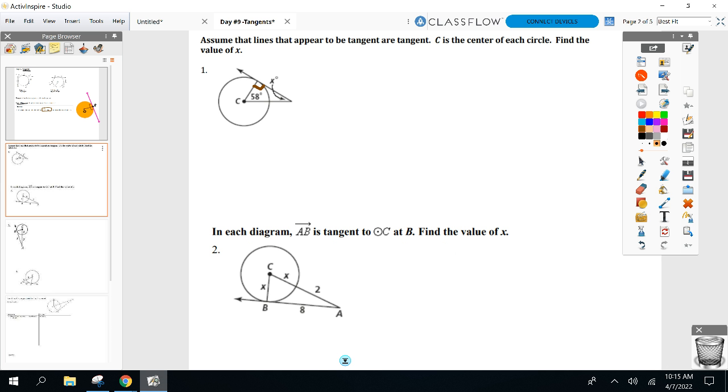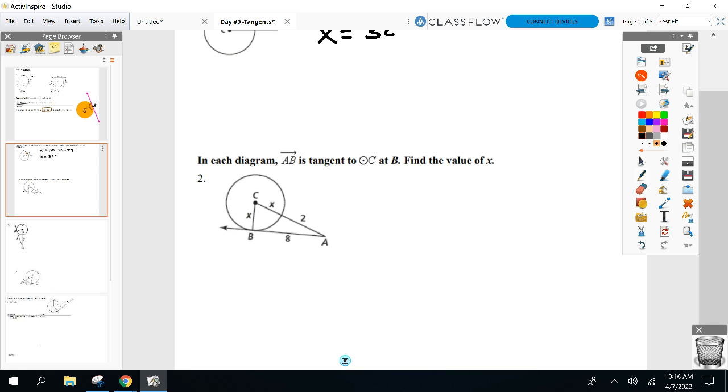How can I find x here? 90 plus 58, and 180 minus. Yeah, there's 180 degrees in a triangle. Minus 90, minus 58. We got that. And going back to my notes, it's 32. All right, there you go. So there's one way I can use it. Second way I can use it.